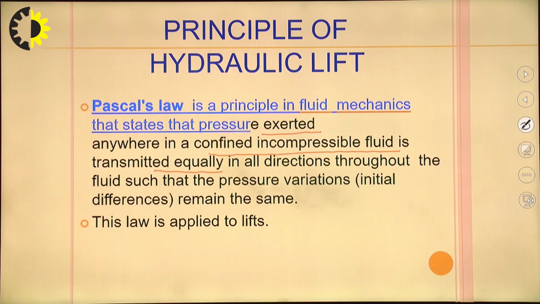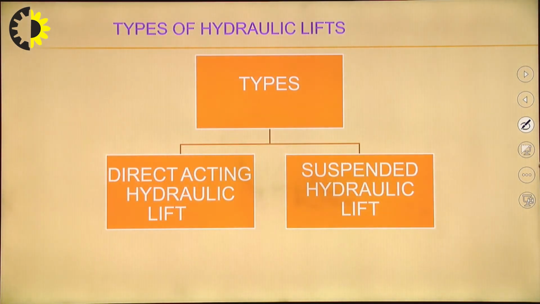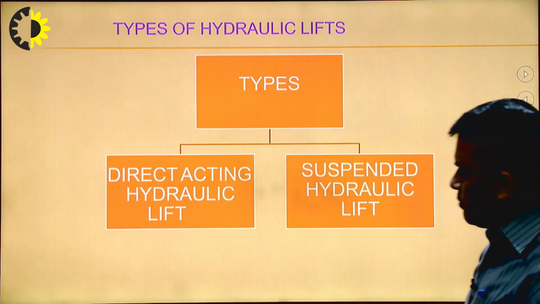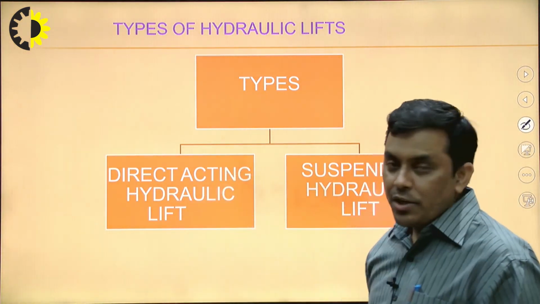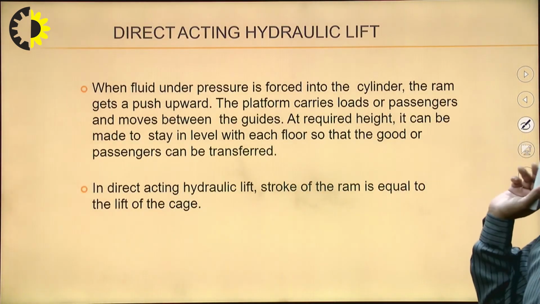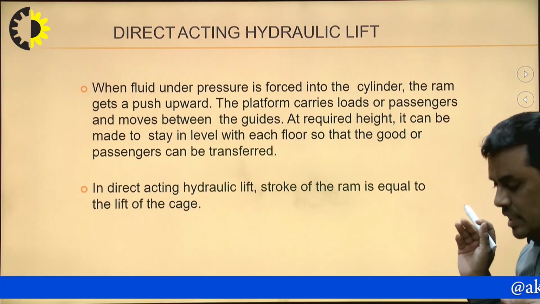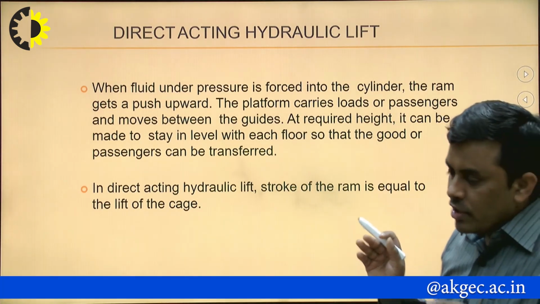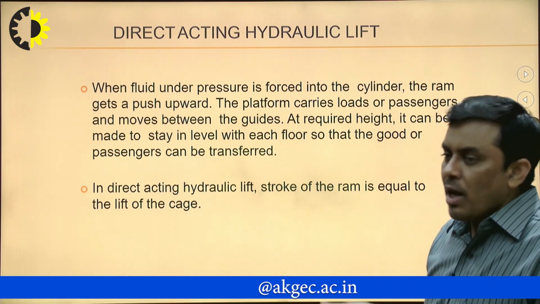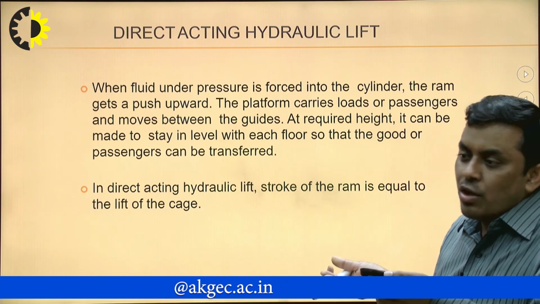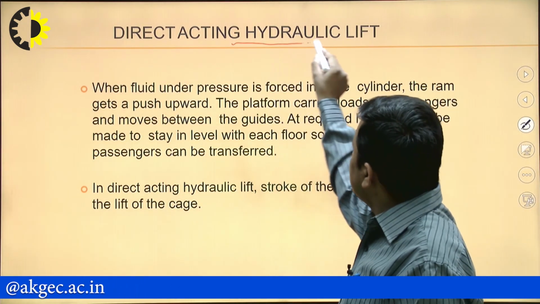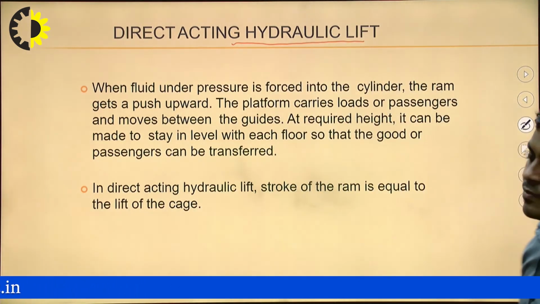So, hydraulic lift, I hope it is clear, very simple it is. The second is the hydraulic lift. We can classify hydraulic lift in two manners: direct acting hydraulic lift and suspended type. So, what basically is it? Direct acting hydraulic lift is where fluid comes directly into contact with the ram, and that ram moves the platform upward and downward with the direct contact of pressurized fluid. Then we say that type of lift is direct acting hydraulic lift.